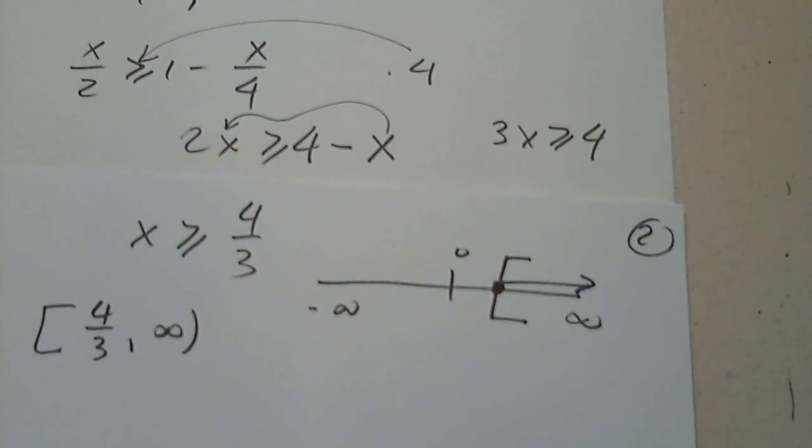Find the values. So I'm given 0. 2 times 0 plus 1 is 1. I'm given 3. 2 times 3 is 6. 6 plus 1 is 7. -4 times 2 is -8. -8 plus 1 is -7.